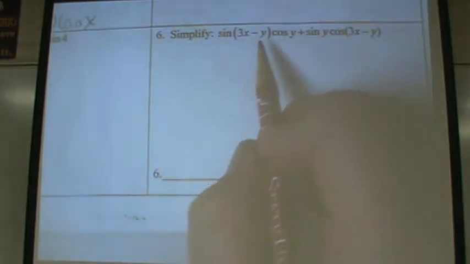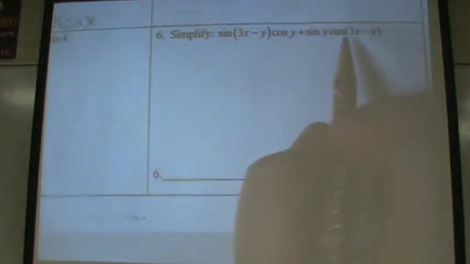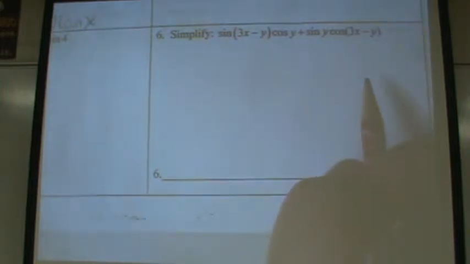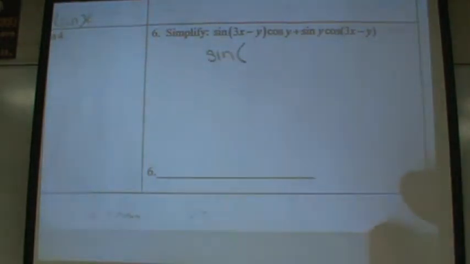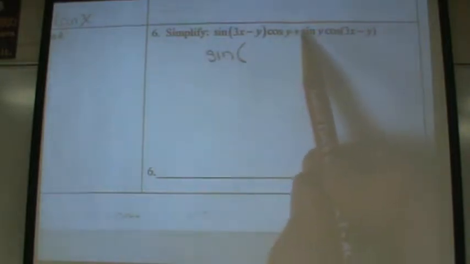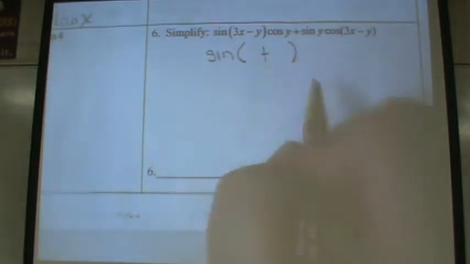Number 6 is doing the same thing, except this time we have sine of 3x minus y times cosine of y plus sine y cosine 3x minus y. So this time we have a sine with a cosine. So that tells us we're looking at our sine identities. We have an addition operation here inside, so that means we're looking at the sine addition.